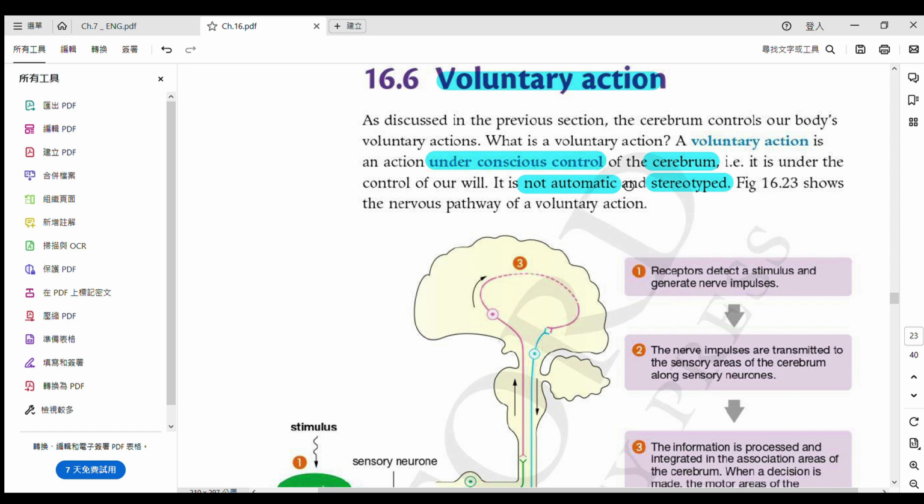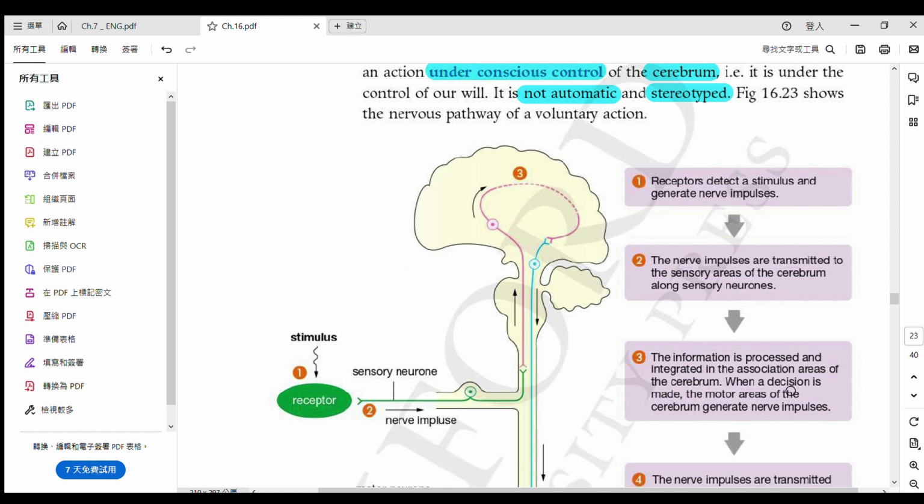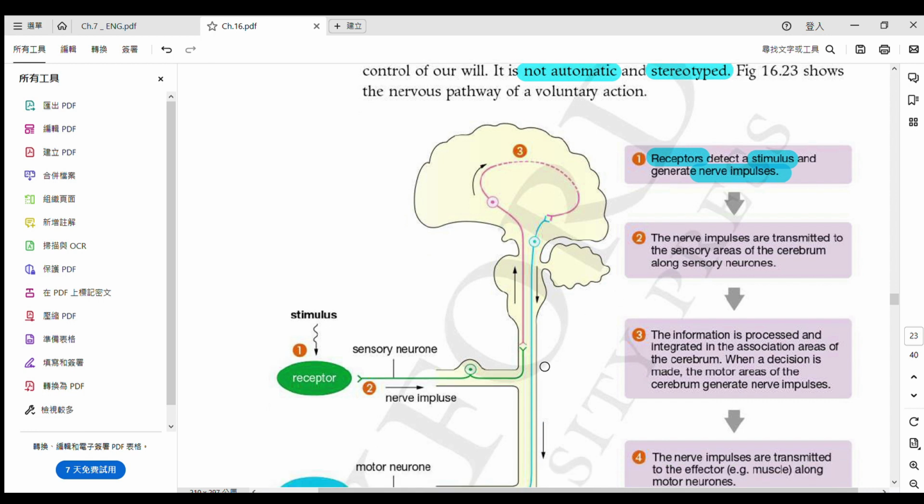Alright? So next, we're going to talk about the pathway. For the pathway, we need to remember that this part is very, very similar to chapter 15, and we've been repeating this over and over again. So let's go through them very quickly. First one, the receptor. The receptor detects a stimulus, and after detecting the stimulus, it will give a nerve impulse.